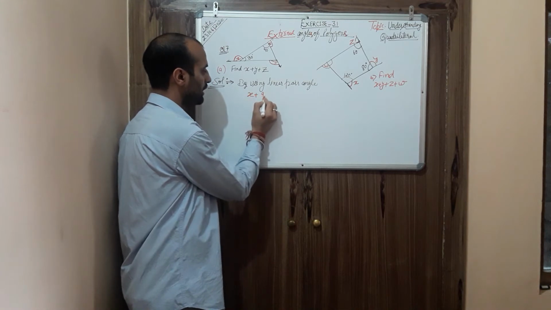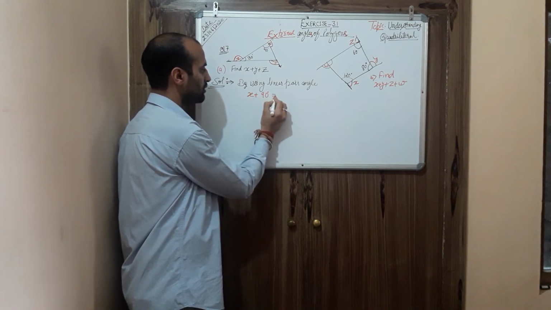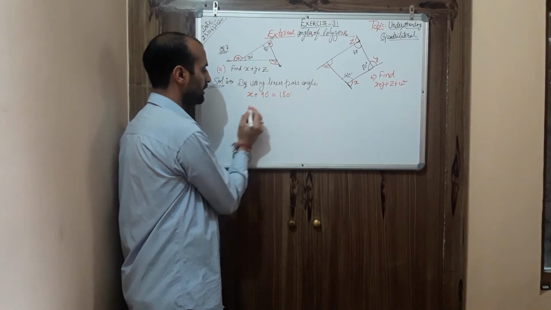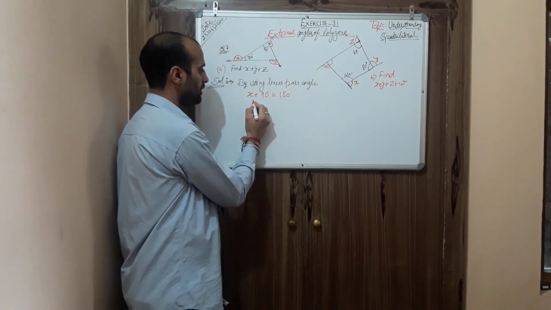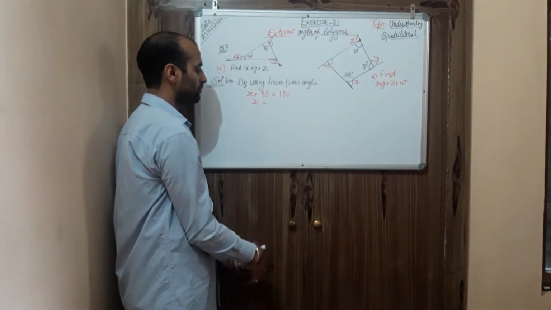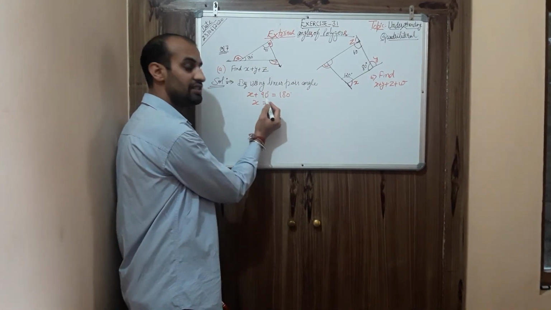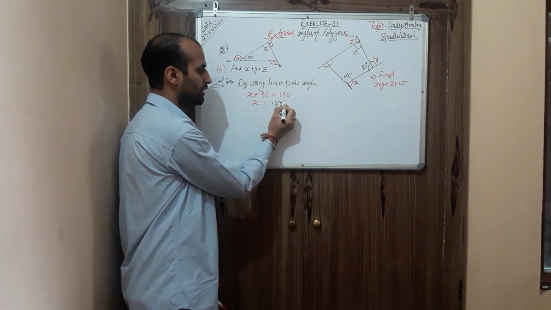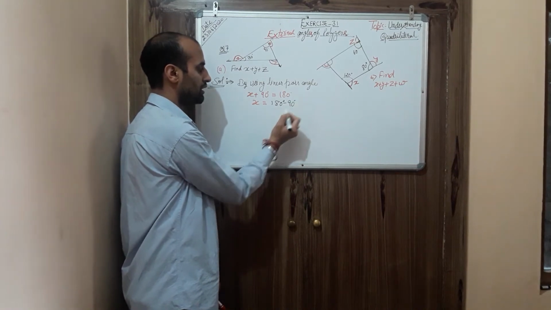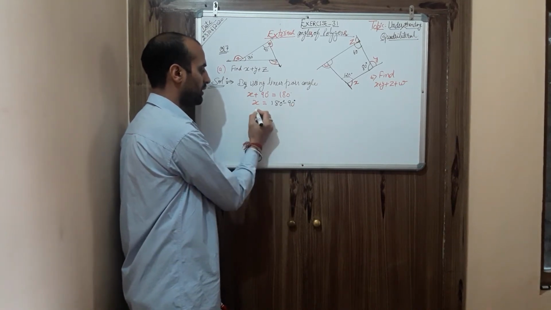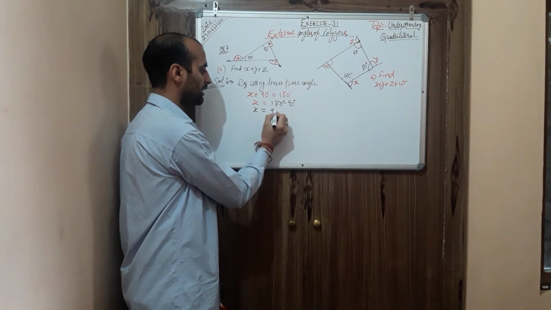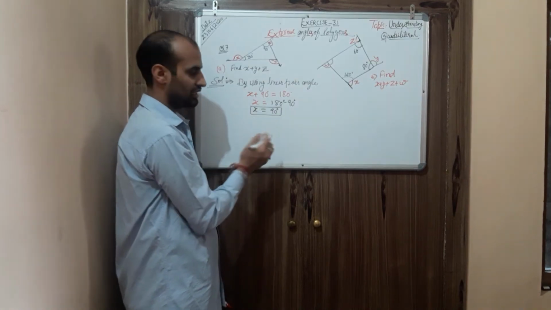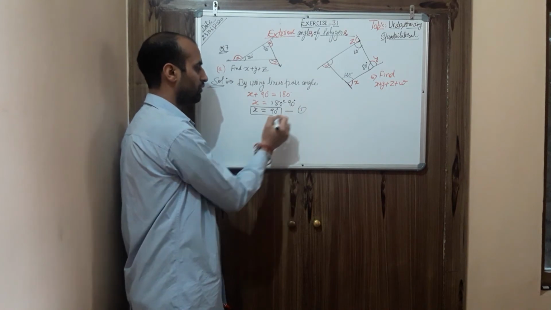x plus 90 degrees must be equal to 180. So from here x is equal to 180 minus 90 degrees, since you need to subtract this 90 to the other side. After subtracting you will get 90 degrees. The value of x is 90 degrees. This is the first exterior angle, so I am writing it as 1.